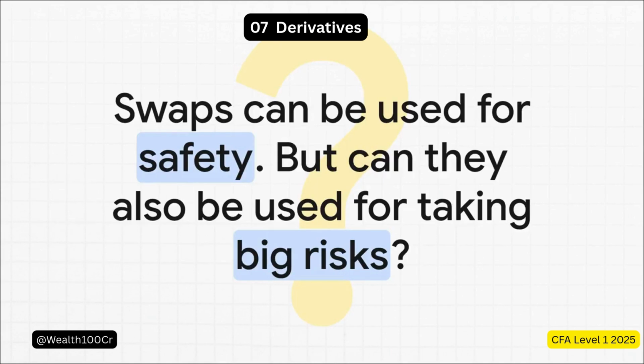So today, we have seen how a swap can bring safety to a company. But think about it. We also talked about a winner and a loser, like in a cricket match. So could this swap also be used for taking big risks? Almost like gambling on which way the rates will go? That is a very interesting thought, isn't it? But that is a story for another day.